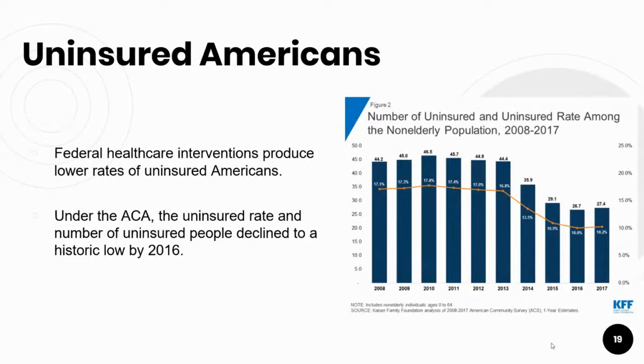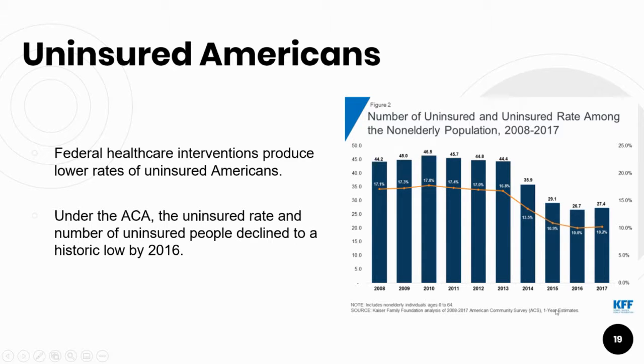All right, and lastly, uninsured Americans. It's empirically proven at this point, due to the Affordable Care Act as well as what we see in other countries, that federal healthcare interventions produce a lower rate of uninsured Americans, i.e. more people with insurance, I should say. Under the ACA, the rate of uninsured people declined to a historic low by 2016.